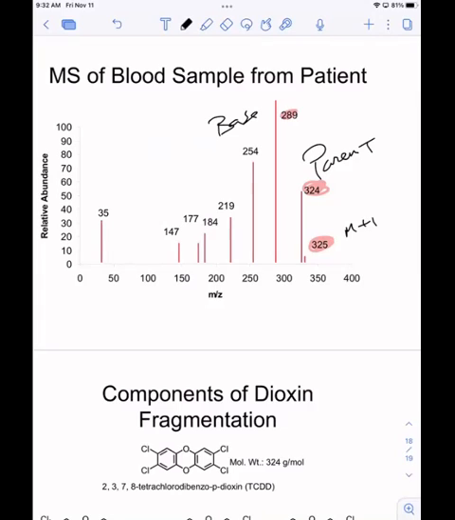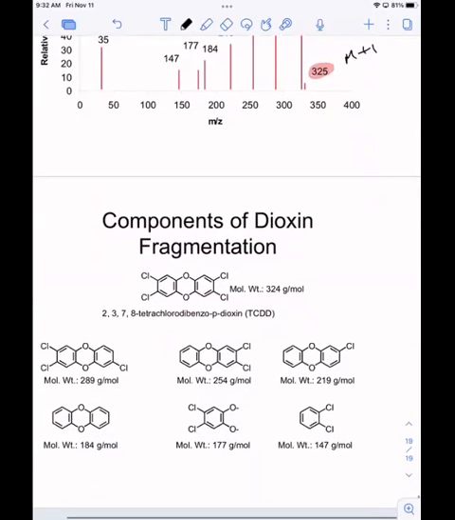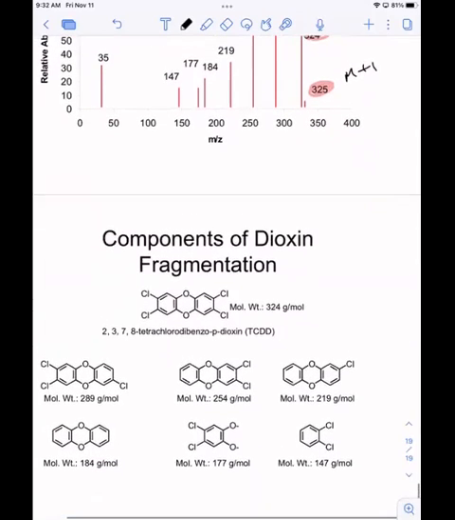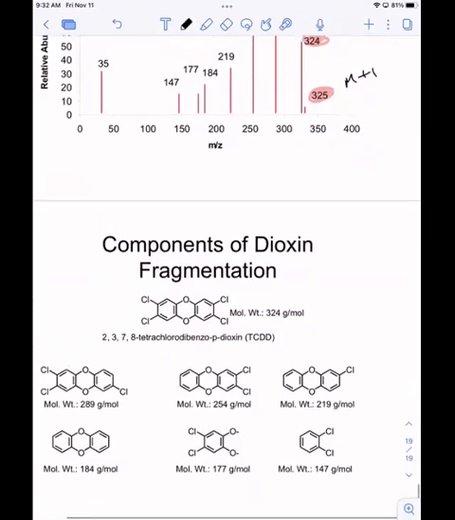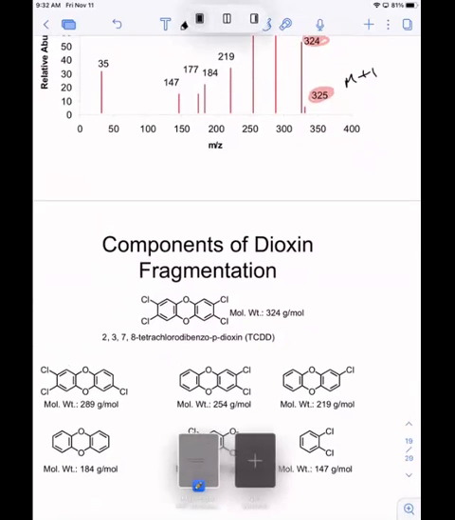What happens in a mass spec? When you take a molecule and you subject it to mass spec, what happens to it? It breaks up. Yeah, it fragments into pieces, right? So all these other pieces, if you look at all the other fragments, this is 289, which we said was the base peak.